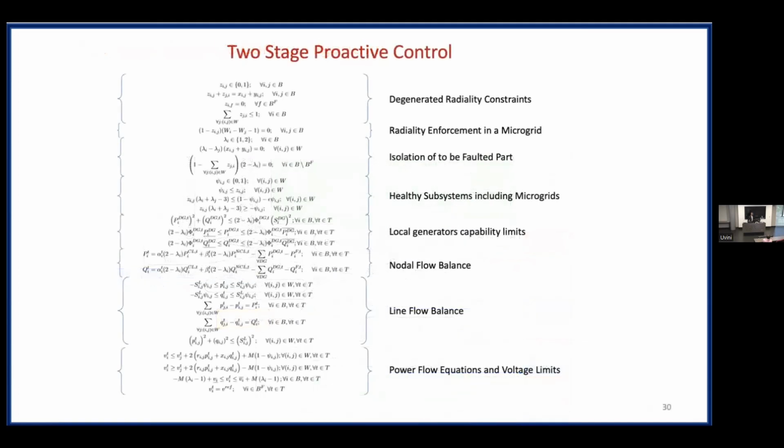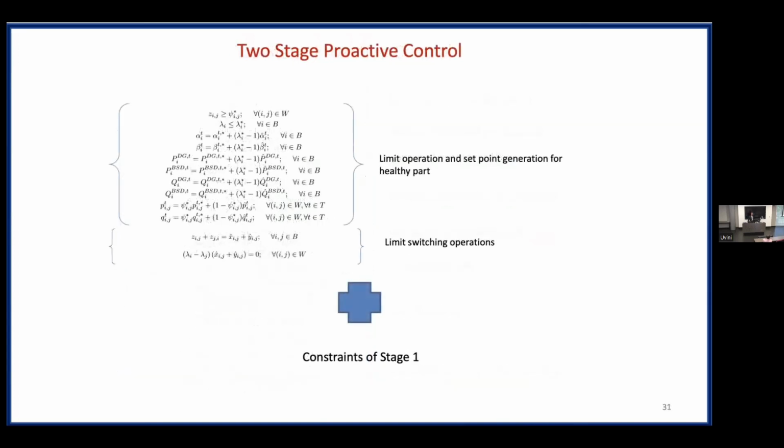So all these things can be formulated, and that's what we did with the 2-stage proactive control, considering the distribution system radiality, all the healthy subsystems including microgrids, local generator capability, DER capability, nodal flow constraint, line flow constraint, power flow constraint, and the voltage limit constraint. And then also looking at the healthy part and the part that is being impacted. Then also limiting switching operations. And then we had constraints for stage 1 and stage 2.